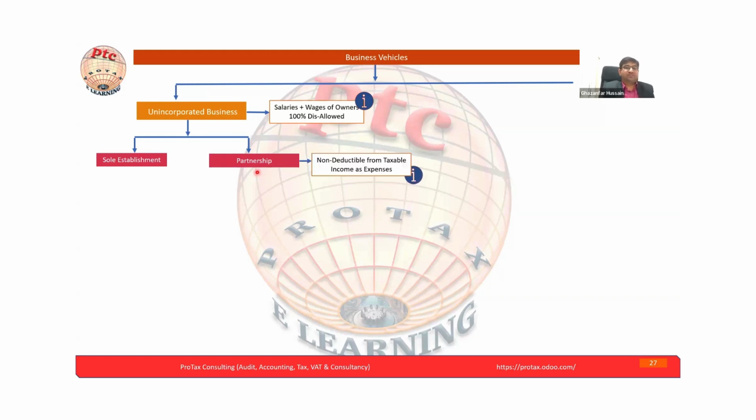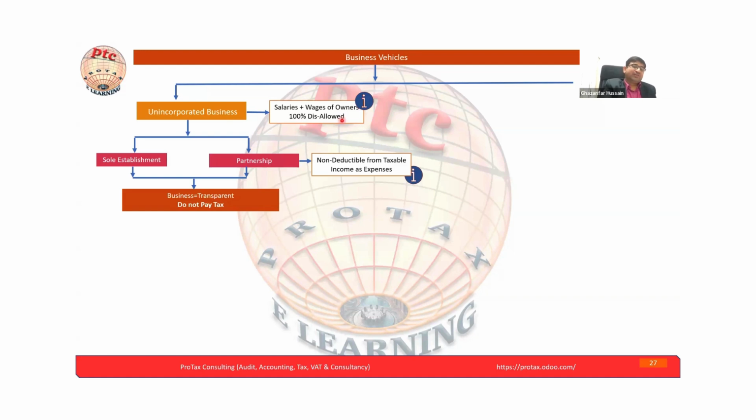Now here is the first difference that we are going to understand. Under the unincorporated business, maybe sole establishment, maybe partnership, both are the same category. Salaries and wages of the owners are 100% disallowed. If the person from his own business is taking salaries, wages, allowances in terms of education, in terms of transport, or in whatever format he takes these benefits, this is 100% disallowed. When we say disallowed, you cannot deduct it from the taxable income.